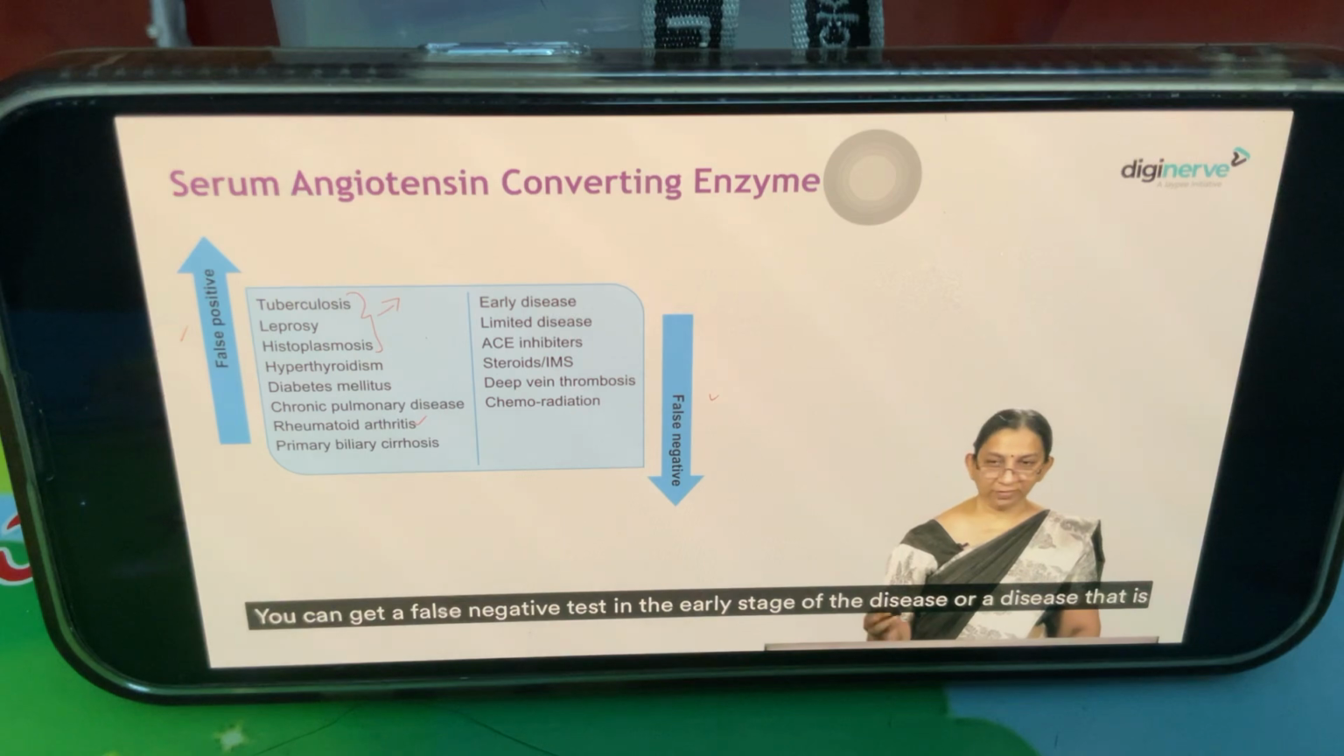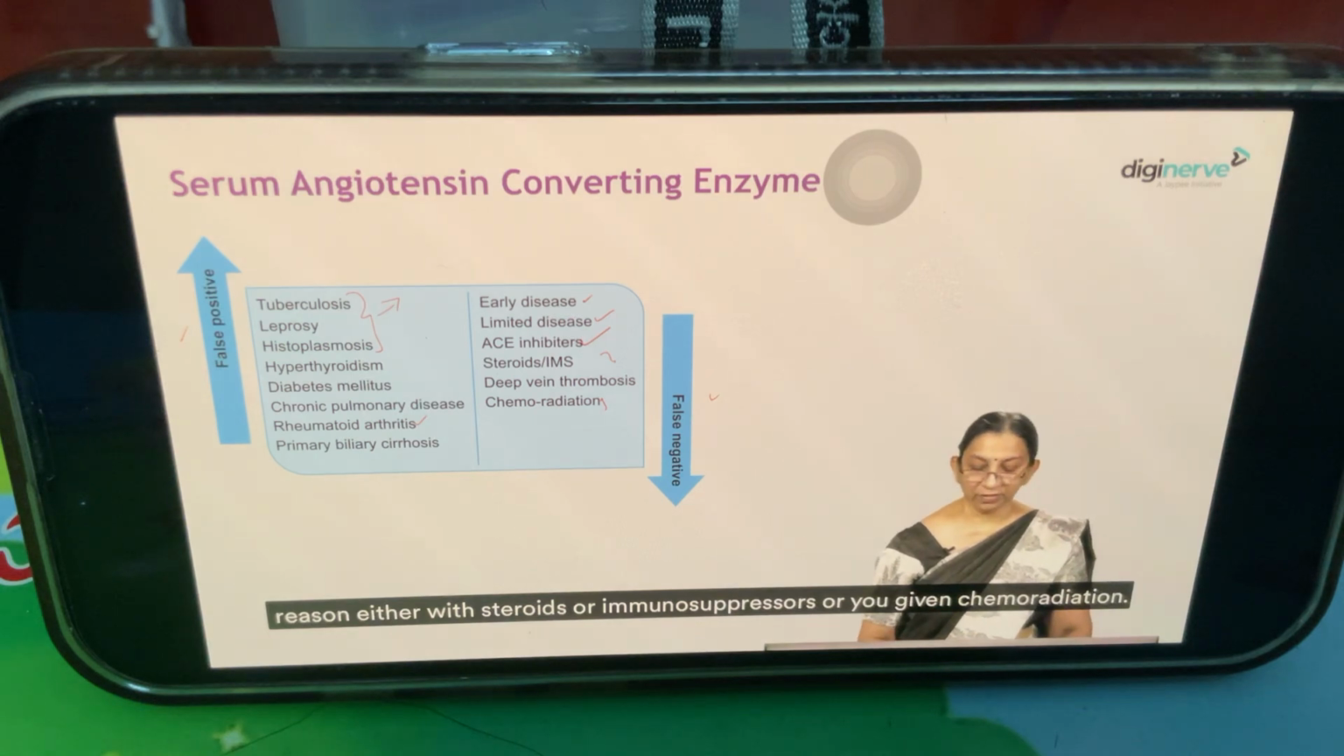You can get a false negative test in the early stage of the disease, or a disease that is limited to one part of the body, say it's limited only to the eye, or if you're using angiotensin converting enzyme inhibitors, or the patient is immunosuppressed for some reason, either with steroids or immunosuppressants, or you're given chemoradiation.